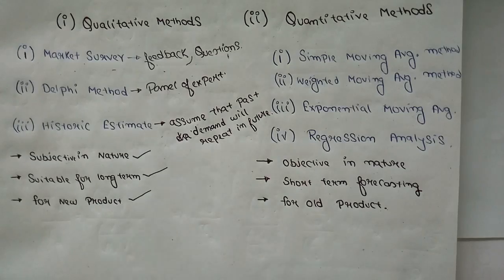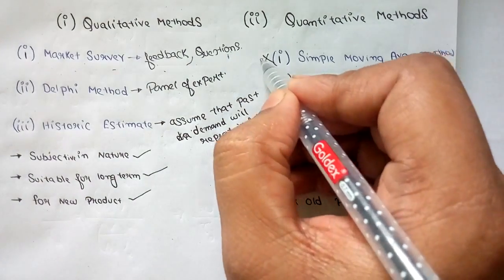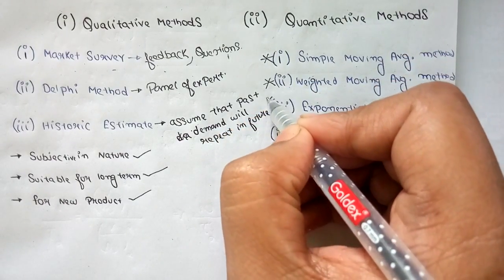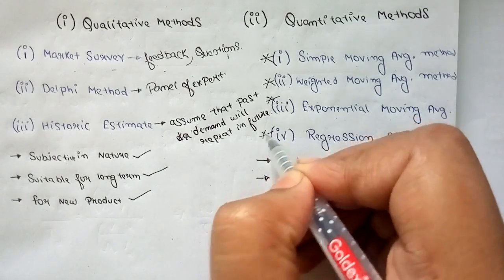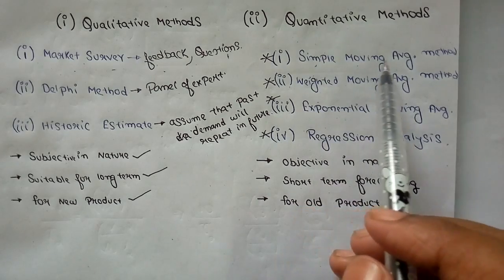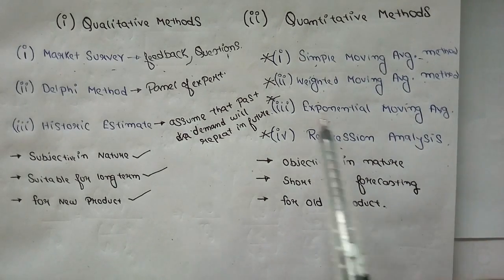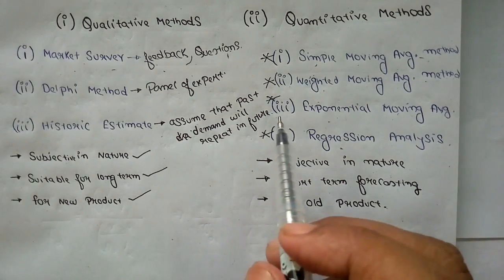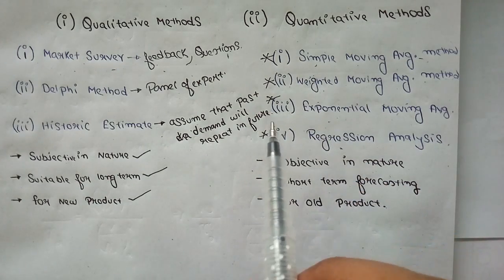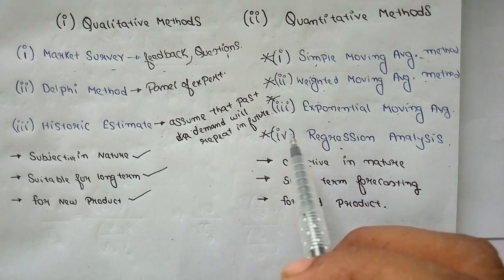Now we are going to look into the most important method, which is the quantitative method. The numericals come from these methods only. We are going to learn these four methods in great detail, and we'll also solve a few problems related to them so that you can understand all these methods. Quantitative methods include the simple moving average method, weightage moving average method, exponential moving average method, and regression analysis. These are very important, and questions are asked from these methods every time. These are the most important part of this chapter. We will see all these methods in great detail from the next video.